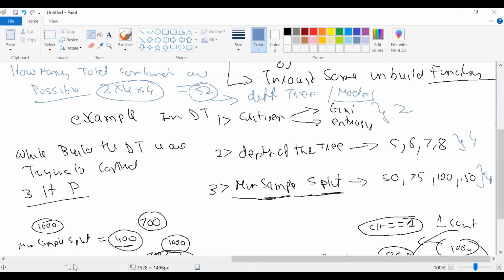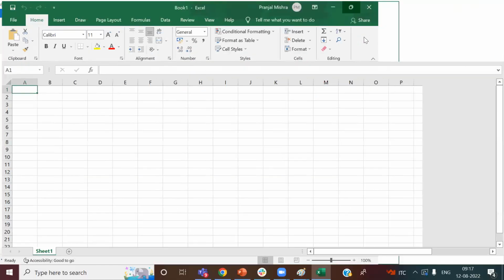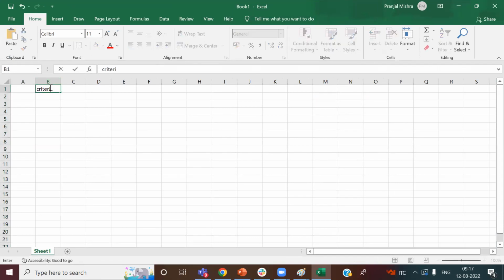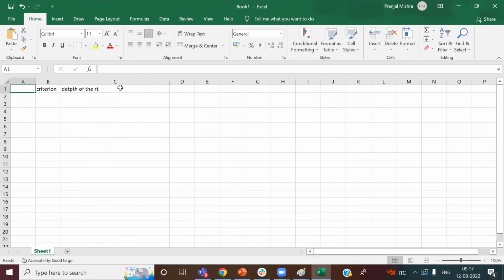अगर मैं इसे एक बार एक्सेल ओपन कर लूं, सपोज करो मैं यहाँ पे बोल देता हूँ क्राइटेरिया, डेप्थ ऑफ द ट्री, and minimum sample split.